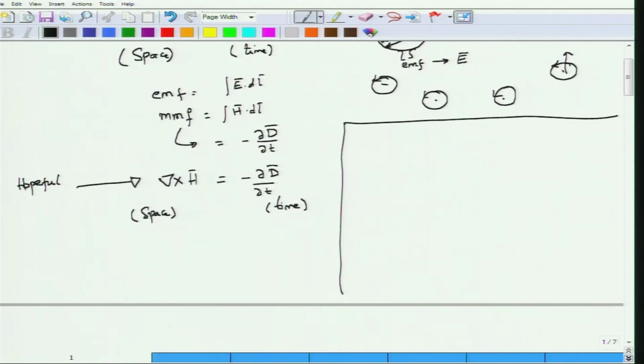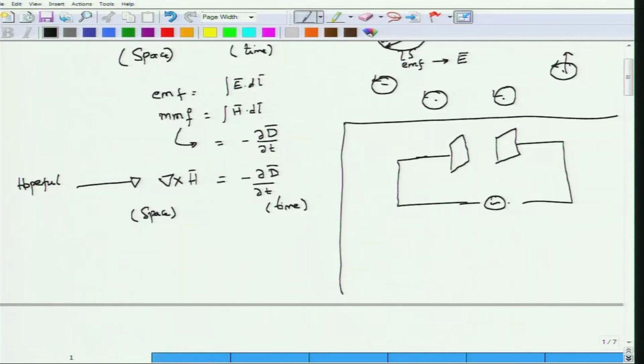We do have changing electric flux inducing a magnetomotive force and hence inducing a magnetic field. To show that this is what would happen, consider the classic case of a parallel plate capacitor connected to, this picture may not be very nicely drawn, but I have a parallel plate capacitor. Inside the parallel plate capacitor I can put a perfect dielectric.